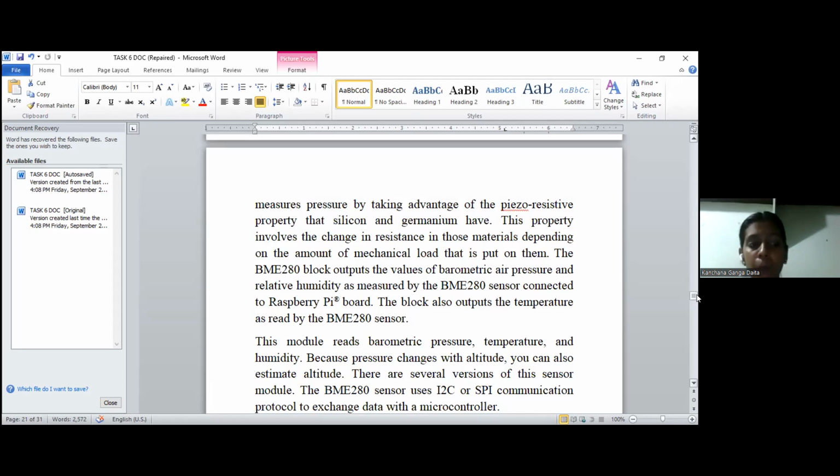Whenever the output block is given to this BME sensor, it just measures the degree of the gas it is having. By that we can have temperature. So the pressure and temperature are calculated. As it measures the barometric pressure, it also measures the humidity by estimating the altitude in the current atmosphere. So there are several versions of this module.